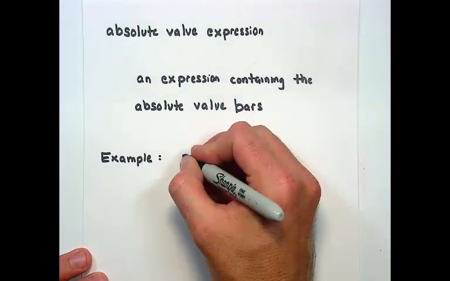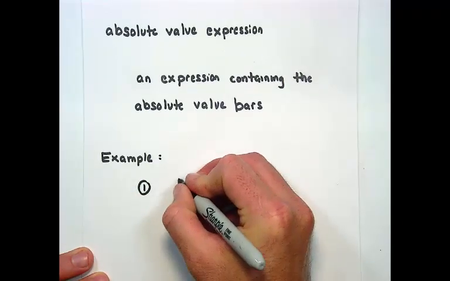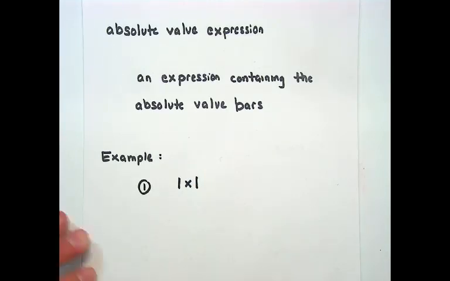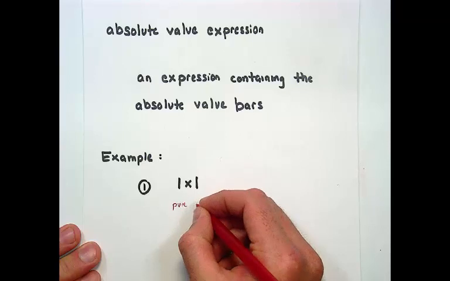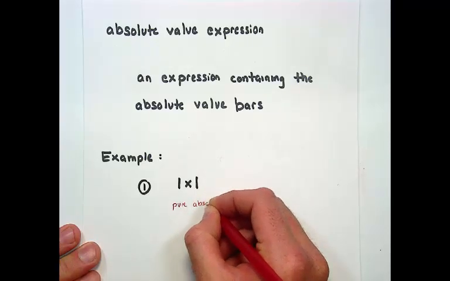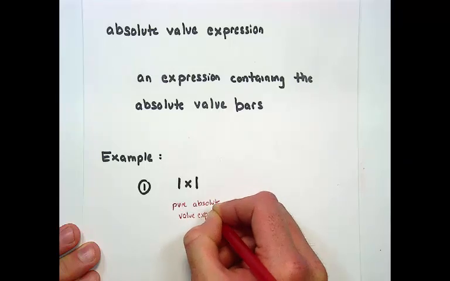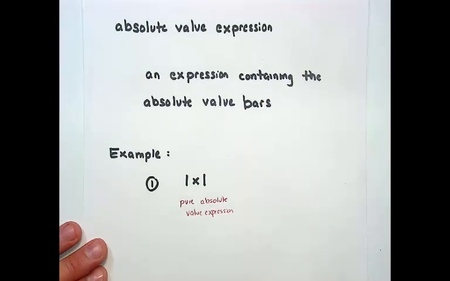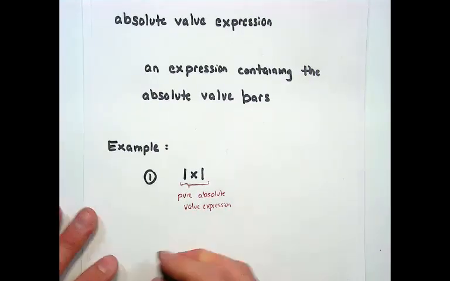expression. Let's take a look at the most beautiful absolute value expression we could ever hope for, which is just what we call the absolute value of x. This thing right here, we're going to call a pure absolute value expression, because there's no stuff going on the outside of the absolute value bars. In fact, it's the most beautiful absolute value expression we could ever hope for.